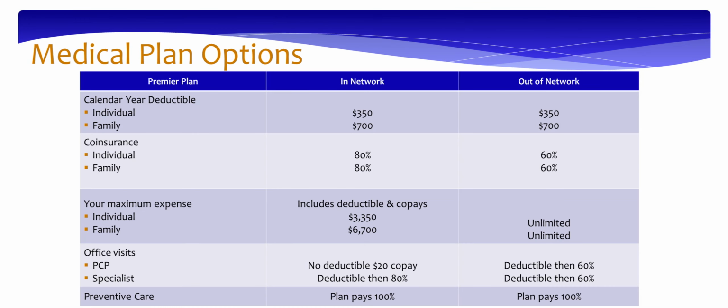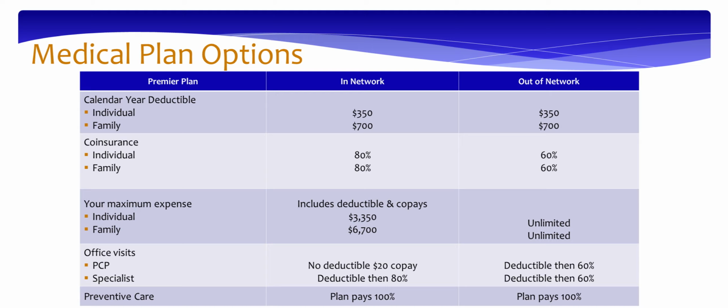If you elect to have coverage in the Premier plan, if you go in-network to a Blue Cross Blue Shield provider, you have a $350 deductible per individual and a $700 family deductible. Your coinsurance is 80%. And the maximum out-of-pocket expense is $3,350 per individual and $6,700 per family. Office visits are covered at a $20 copay for a primary care physician, and then specialists are covered after the $350 deductible at 80%. Preventative care is covered at 100%.